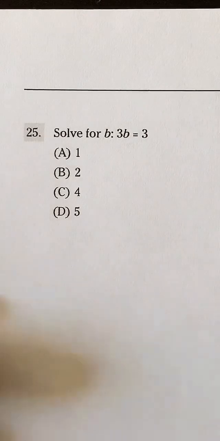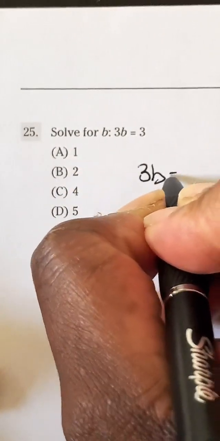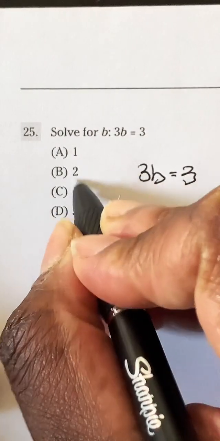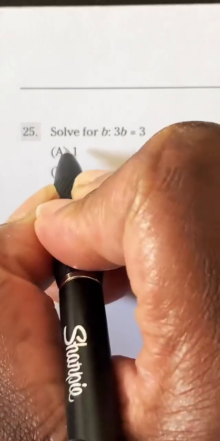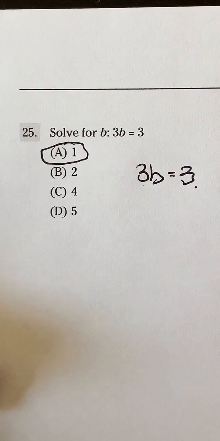Excellent. So we know we can do the algebra or we can just do the logic. If I multiply any of these, which one will give me a 3? It's going to be my 1, because 1 times anything is itself.